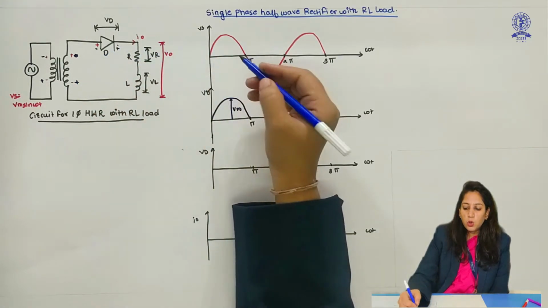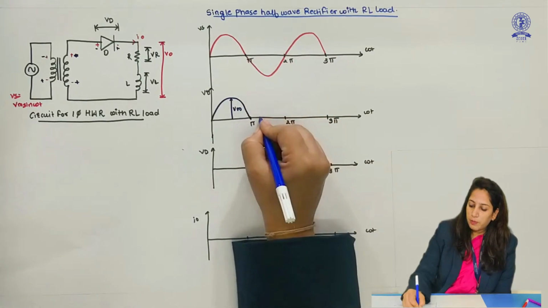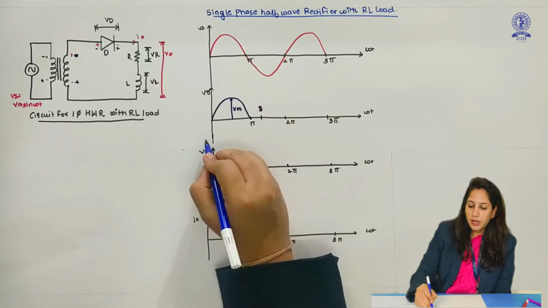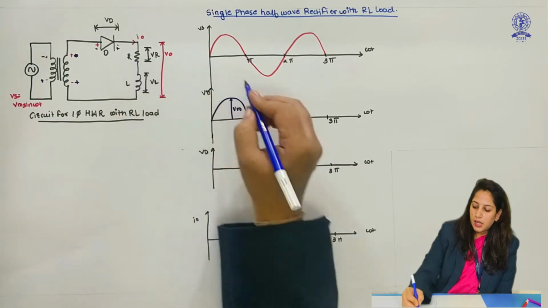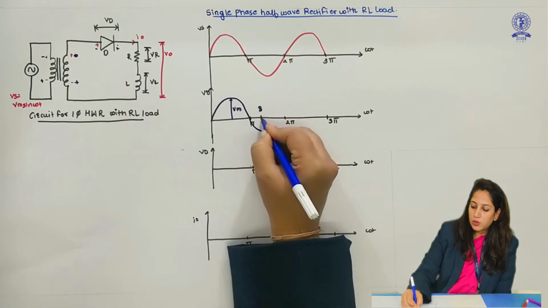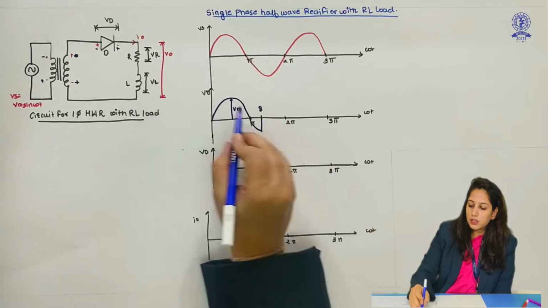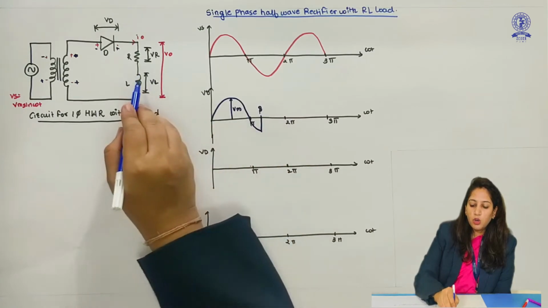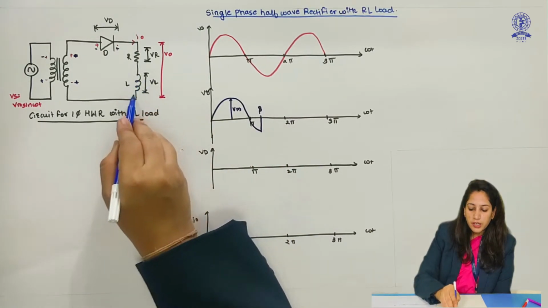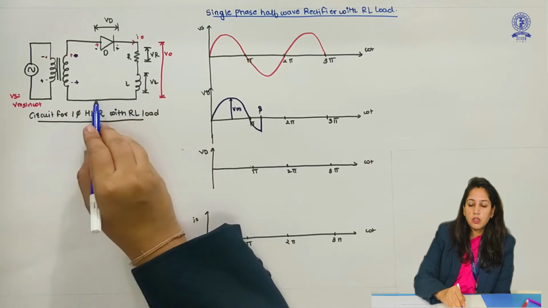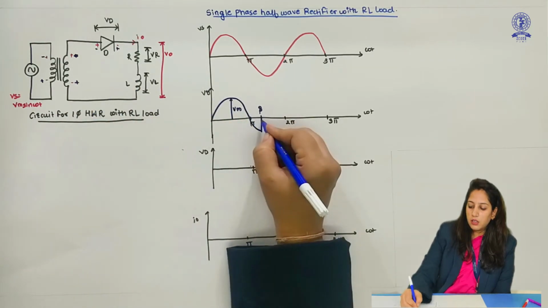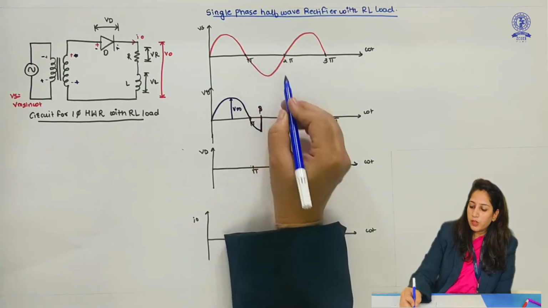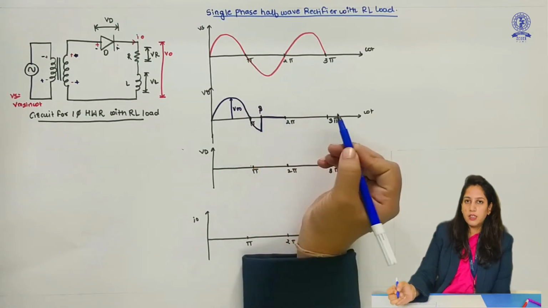Okay, and so for some time period, that is 0 to beta, suppose, for this much time period, due to this current I will observe output voltage. Suddenly after this beta time period, all the current will decay from this inductor, we will get this voltage as 0, and so for the rest of the negative half cycle, I will get 0 output.